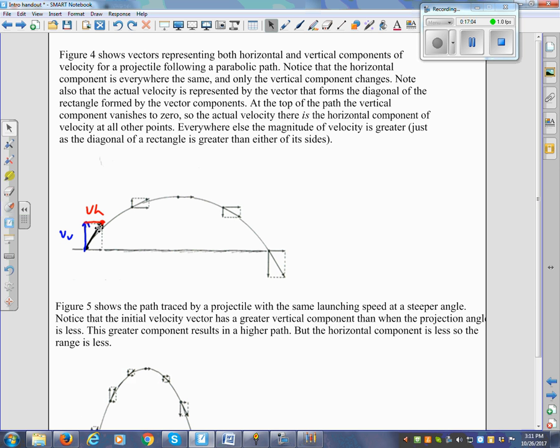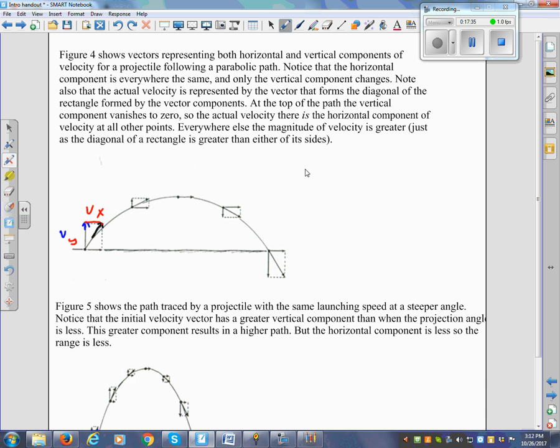VH is horizontal. What if there's wind resistance? There is a little bit of wind resistance. Why don't we use X? You can use X and Y if you want. Do you want to call it X and Y? Yes, okay, X and Y. Those are equivalent to each other. Those are the wrong way. You're right. I was just testing you.